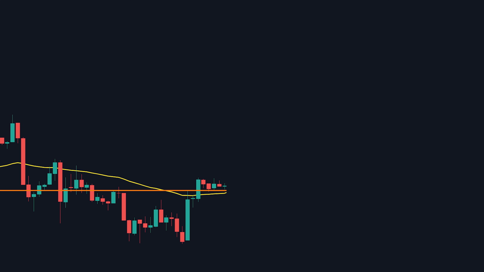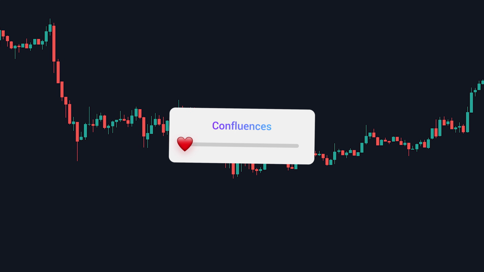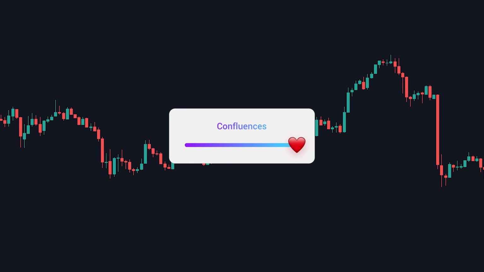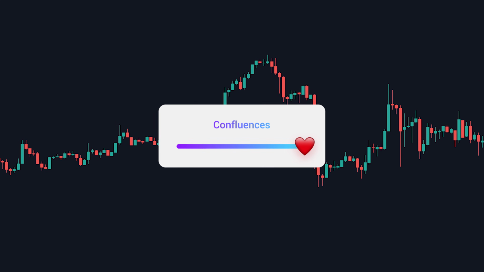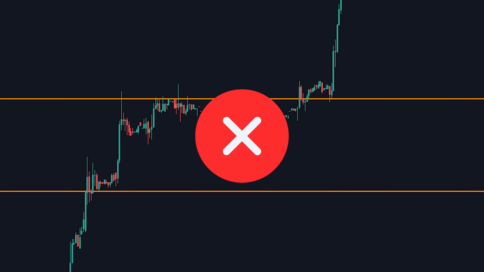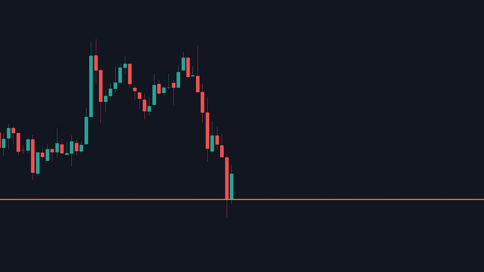So for example, we have a moving average and a support in the same exact area. This makes the support way stronger and we can predict price will respect it a lot more because of this confluence. The more confluences and reasons for price to respect the support or resistance, the better. You should never be using support and resistances by themselves. Let me show you a live example of a winning trade using this strategy.